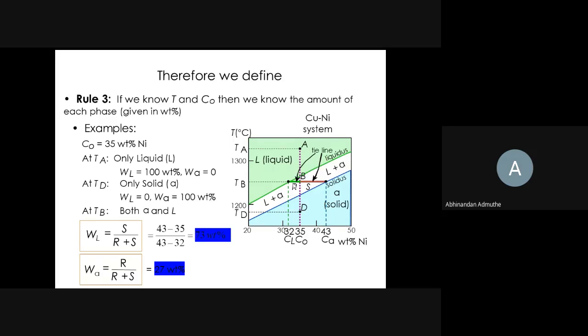And in order to find out the percentage of solid phase, what will we do? 35 minus 32 divided by 43 minus 32. Remember that the denominator remains the same, only the numerator changes. So we will get 27%, or 100 minus 73 can be done in order to find the balancing phase. That phase, in our case, is the solid phase and the percentage is 27%. So by using this lever rule, the amount of each phase can be determined.